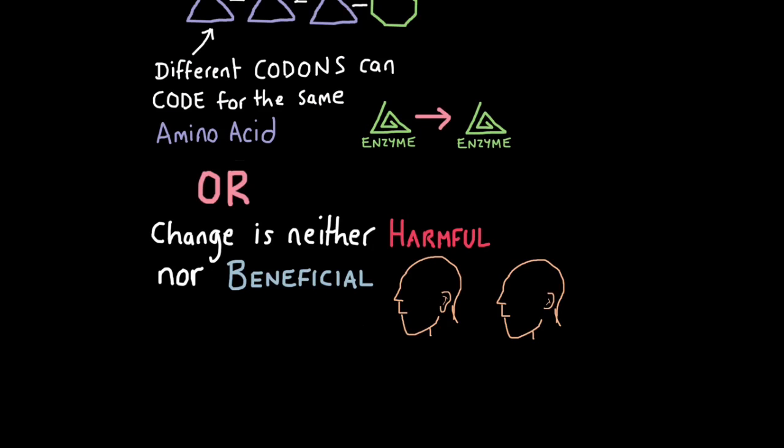But I said it could be interpreted in two ways. The other way is the change is neither harmful nor beneficial. So for example, here we do have a different protein being coded for, but let's say we're looking at earlobes. Some people have attached earlobes, like this person, attached to the side of their face, whereas other people have dangly earlobes, with their earlobe not attached to their face. Now, correct me if I'm wrong, but I don't think this is a harmful or beneficial mutation. It certainly doesn't increase your chance of reproductive success. At least I hope not.